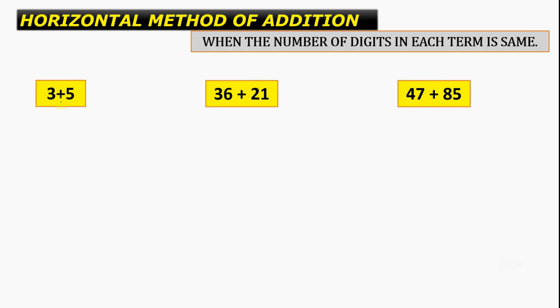Here we have two one-digit numbers. Here we have two two-digit numbers. And again two two-digit numbers. Alright, so in the traditional way, what we used to do is write these numbers in a vertical manner and then add. But this step is a wastage of time.